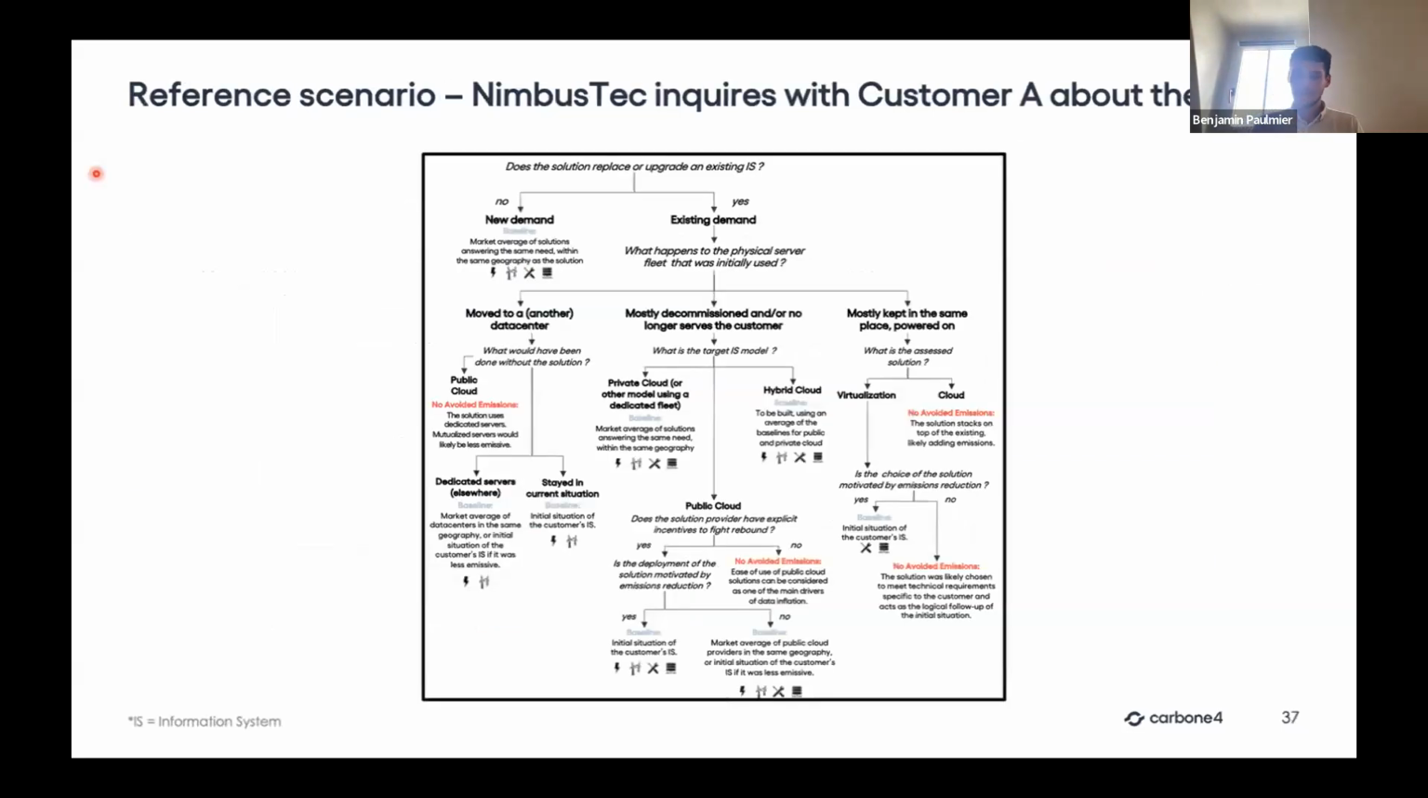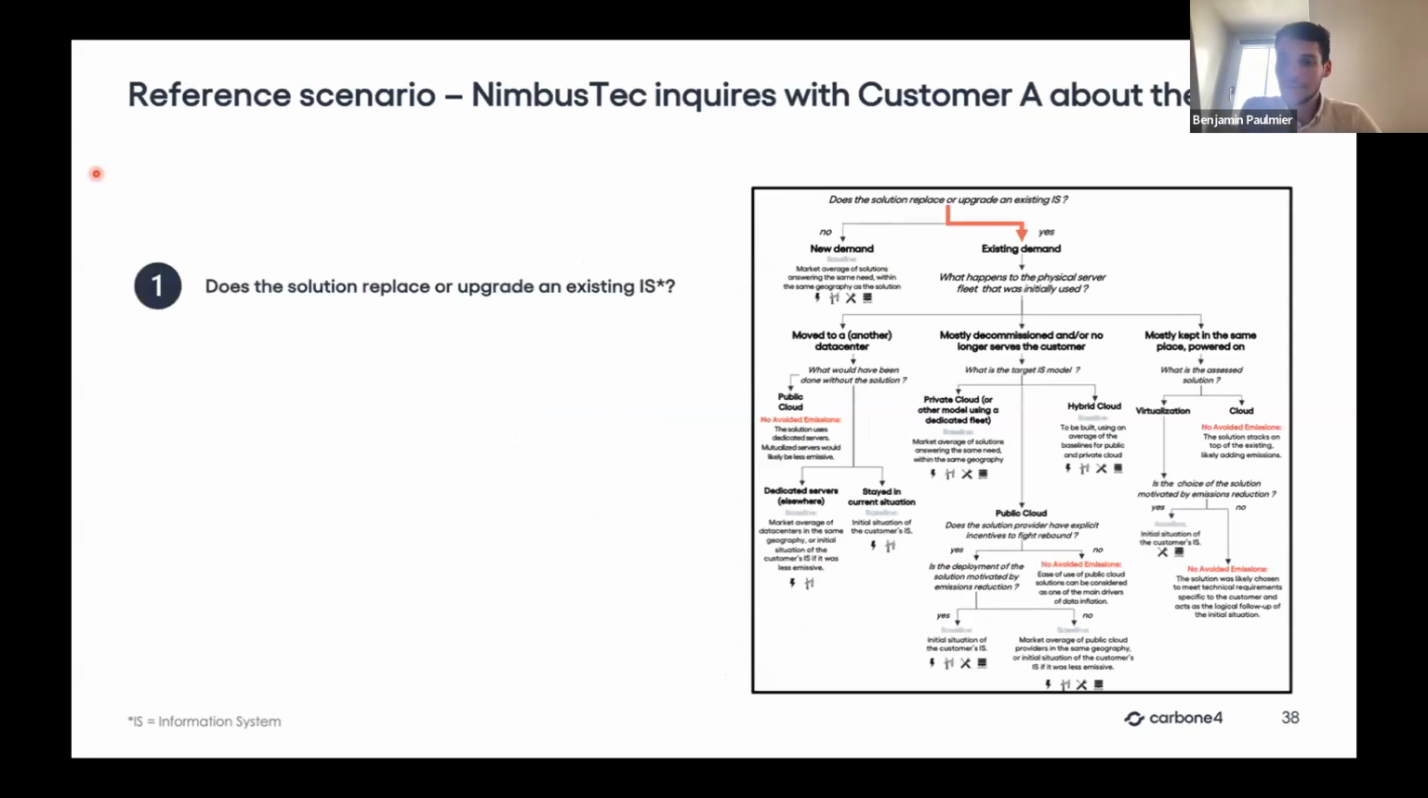With all that said, we can finally get to building our reference scenario for both our solutions. Luckily enough, again, we have a decision tree for, for example, cloud solutions to try and set the most precise reference scenario, or the most adequate reference scenario. So it might appear a bit small, but we're going to go through questions on the left here.